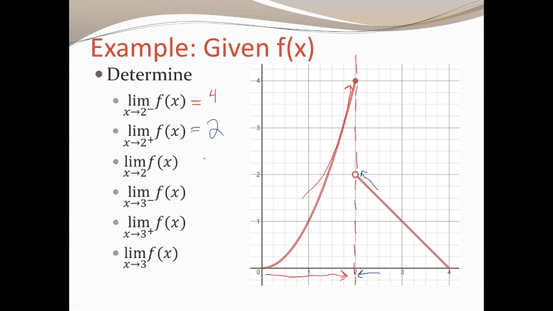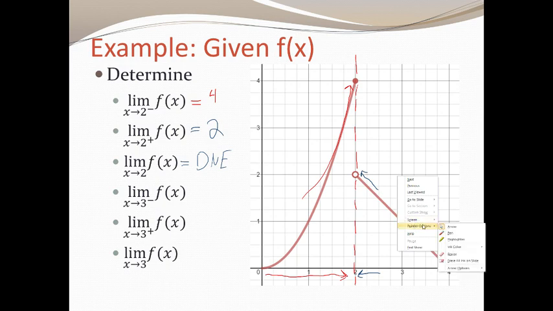So we can say then that the limit of f of x as x goes to 2 does not exist. Does not exist. Okay, hopefully that's clear. Now let's do 3, as x goes to 3. Okay, you guys can probably figure this out on your own, but I will go through it with you anyways.